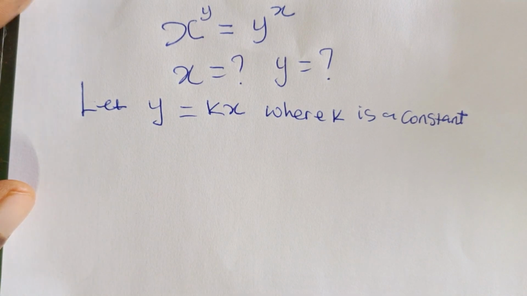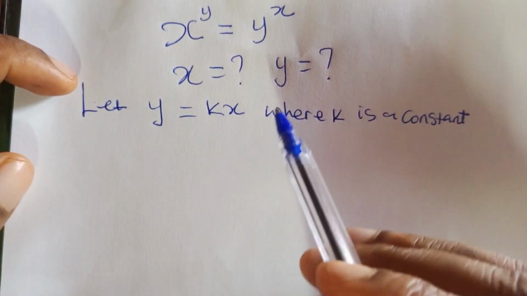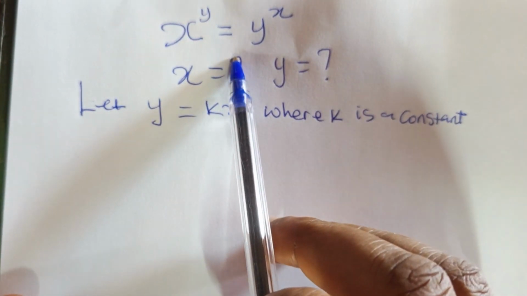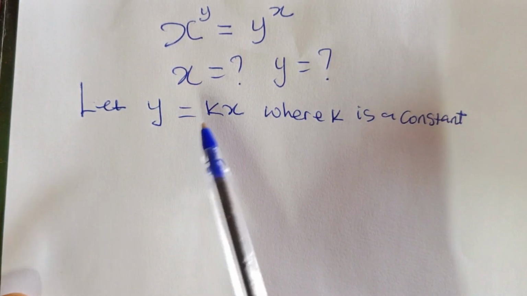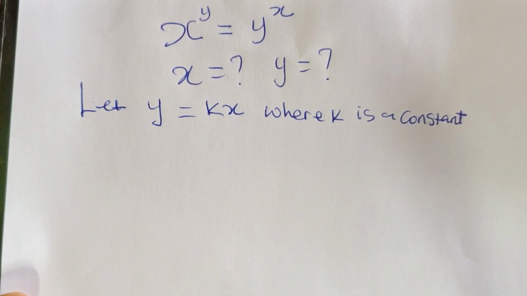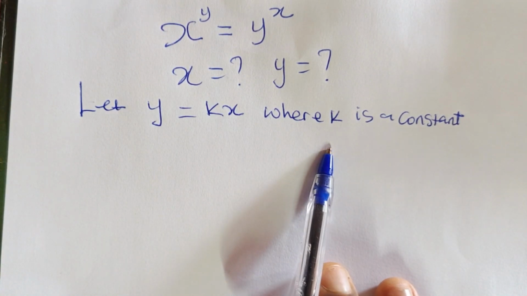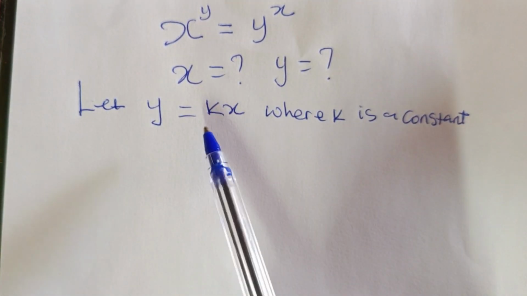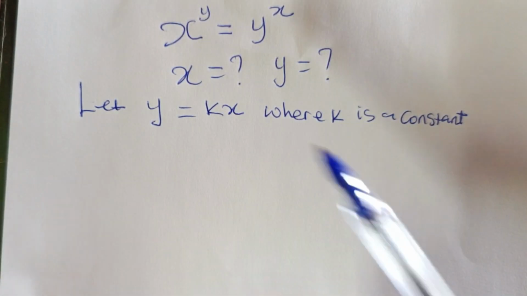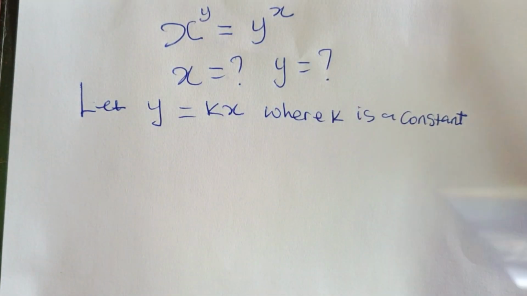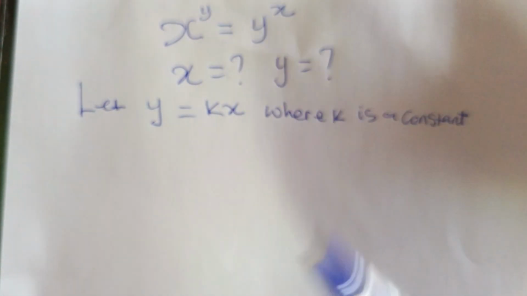Now, we have to introduce that constant to this question in order for us to be able to find the values. So the next thing we are going to do after introducing the constant is substitute y into this equation. So y here is kx. Wherever we see y, we are going to put kx.